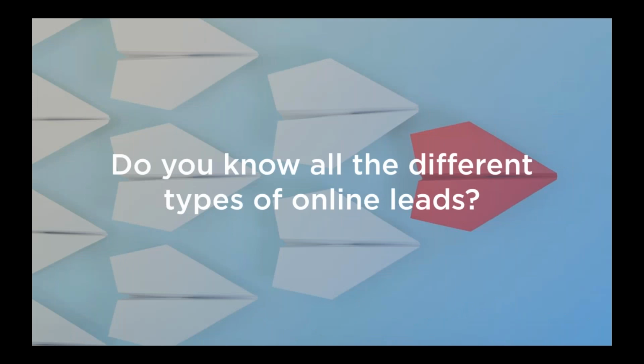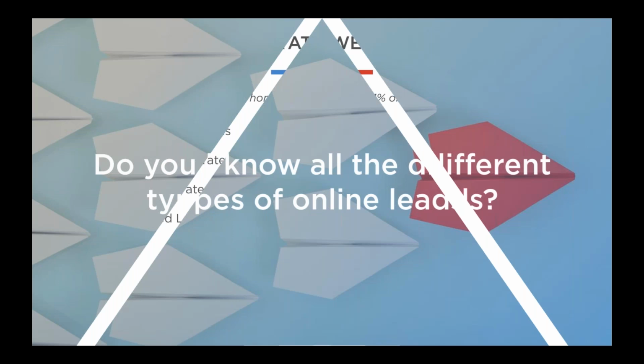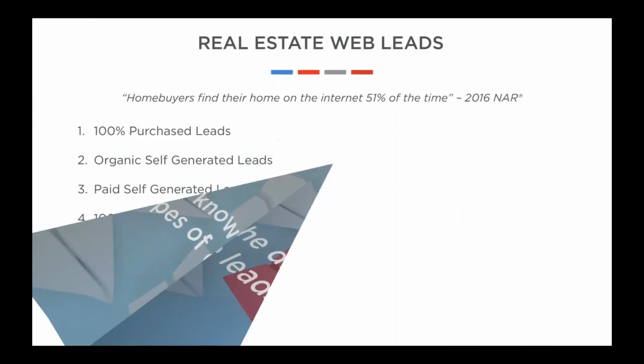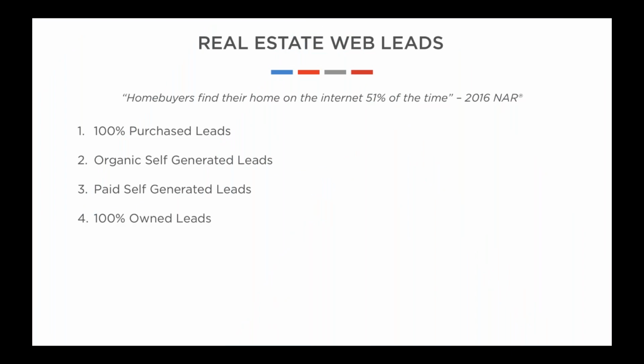So if we're going to talk about lead generation as it pertains to a workflow, we've got to ask you, do you know all the different types of online leads? I mean, of course, you've got Facebook leads and your sphere of influence leads, but in particular with online, here's a little bit of a trick that I learned here at Realvolve. Dale Warner breaks down real estate web leads in a very simple way. Basically, there are 4 categories. Your 100% purchase leads. This is going to be your Zillow leads, homes.com, realtor.com, Trulia.